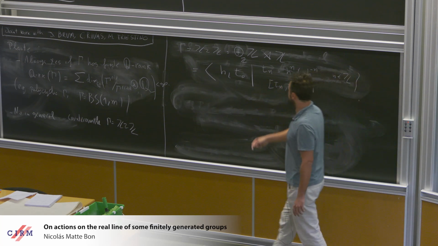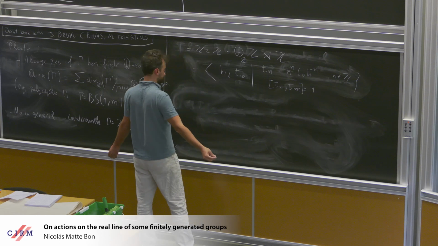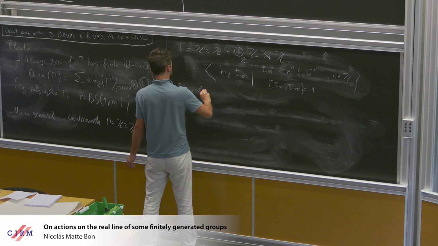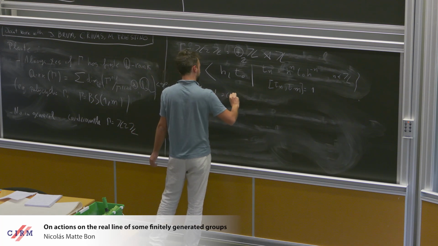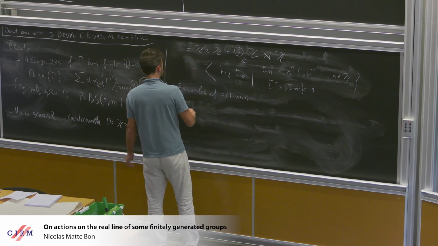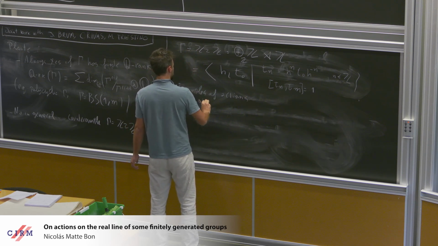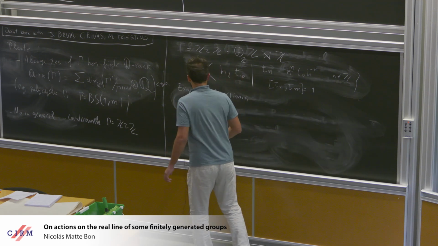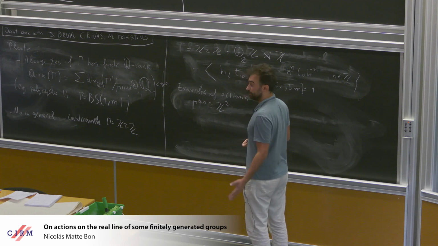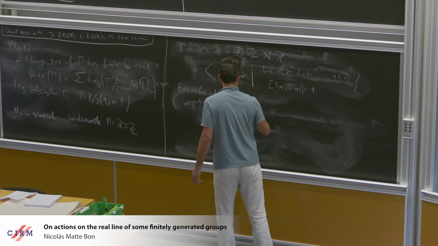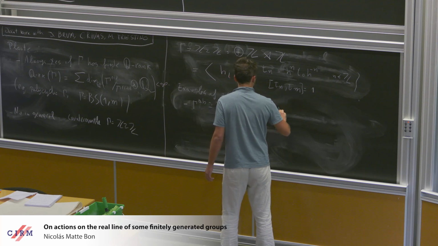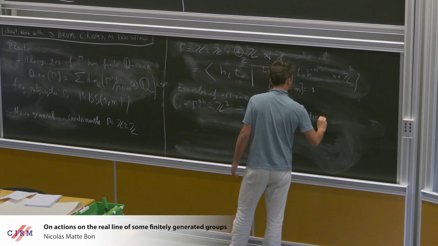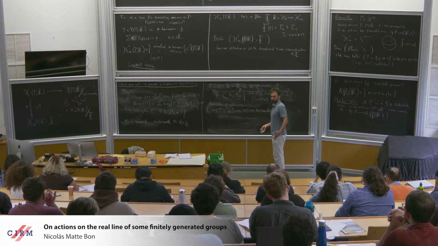So let me try to do this discussion for this group. What are natural actions of this group? So first of all, examples of actions. This group, you can check, has a non-trivial abelianization. Actually, both generators survive in the abelianization, which is Z squared. So it has actions on the line by translations: just send the two generators to two independent translations.